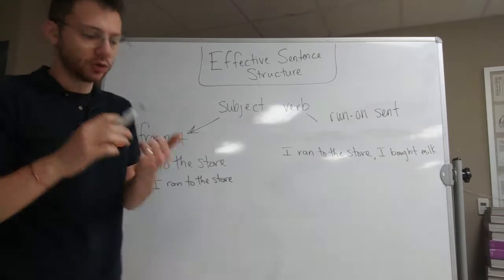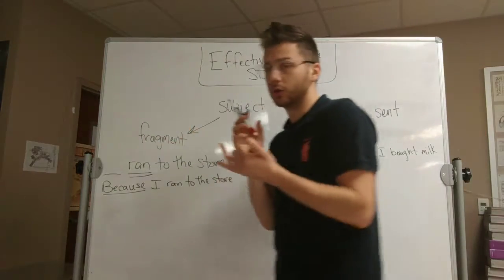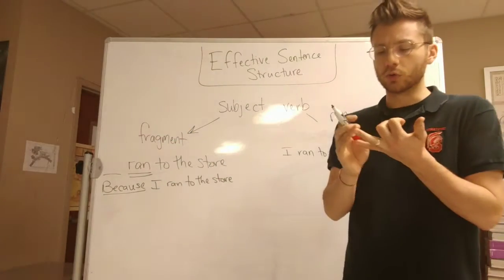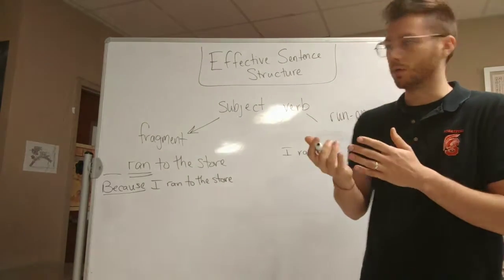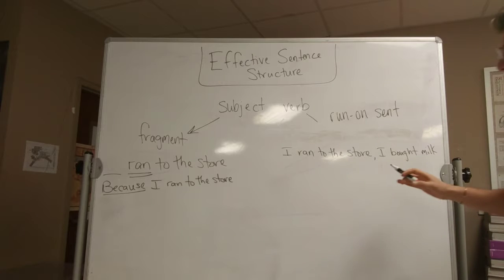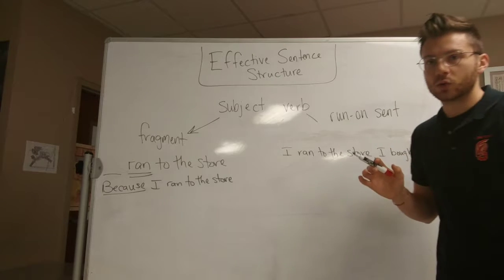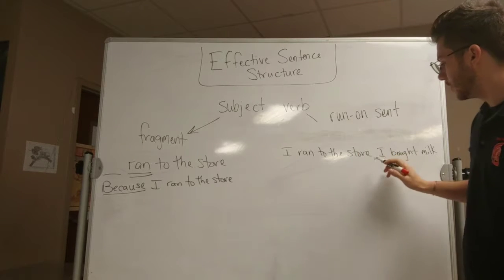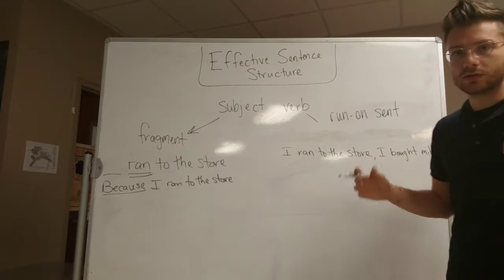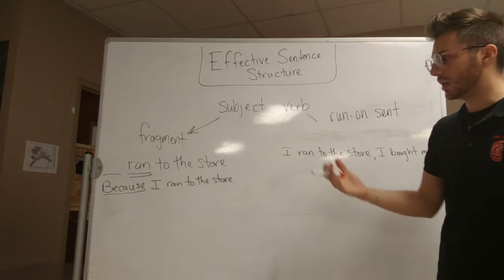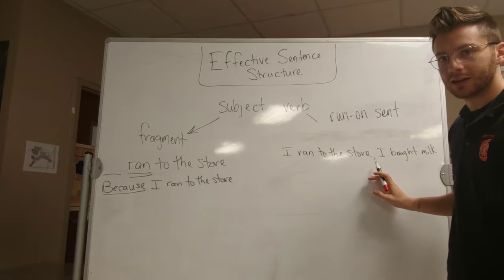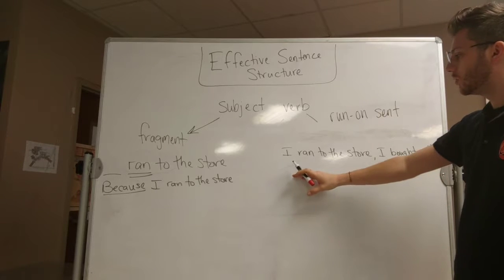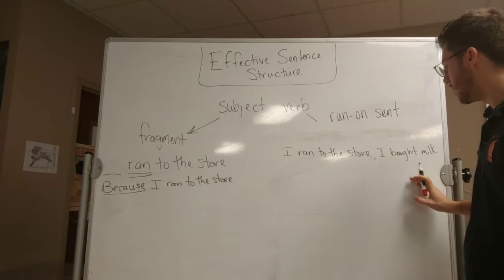That goes for any of your subordinating conjunctions. It also goes for all the FANBOYS or coordinating conjunctions: for, and, nor, but, or, yet. So for run-on sentences, a lot of the times what happens is what's called a comma splice. So instead of using a conjunction like because or any of the FANBOYS, you just throw a comma in there and say, oh, well, we're done. So, "I ran to the store, comma, I bought milk."